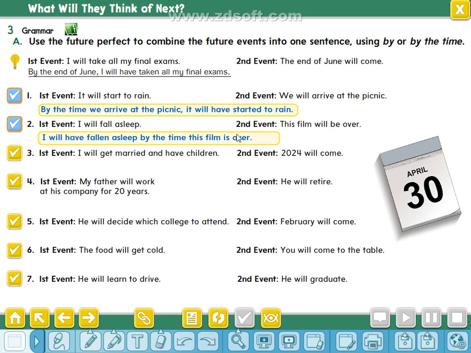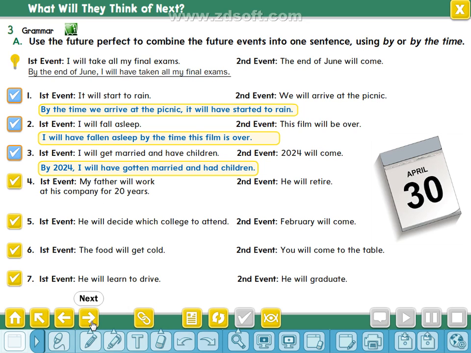The second event, we use it in the present simple, or we can use the future with a specific time. I will get married and have children. Second event, 2024 will come. So we can say that by 2024 I will have got married. Yes, excellent. I will have got, or gotten in an American accent, married and had children. Okay guys, I leave the rest of the sentences to do as homework.